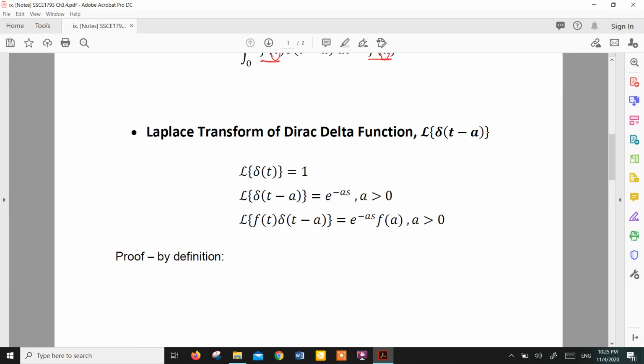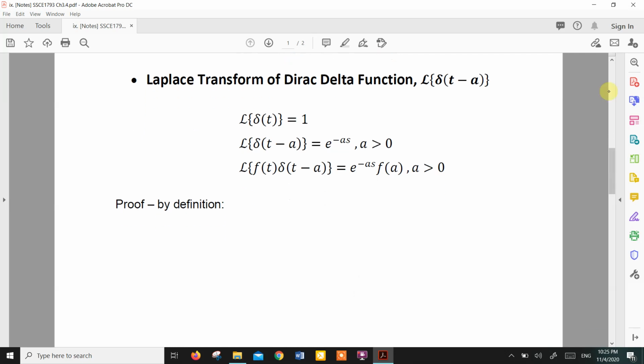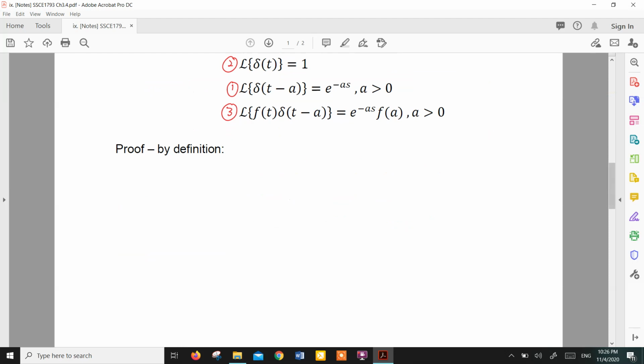So I'll prove these three functions below. Firstly, I'll prove this one first, and then the second one, and this will be the third one that I'll prove. Okay, so firstly we'll prove the second equation.